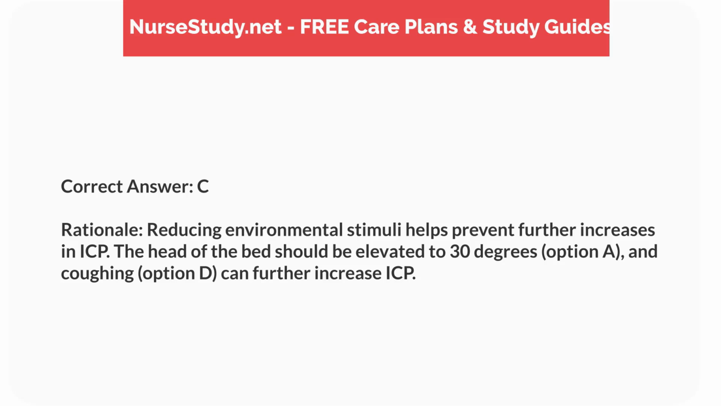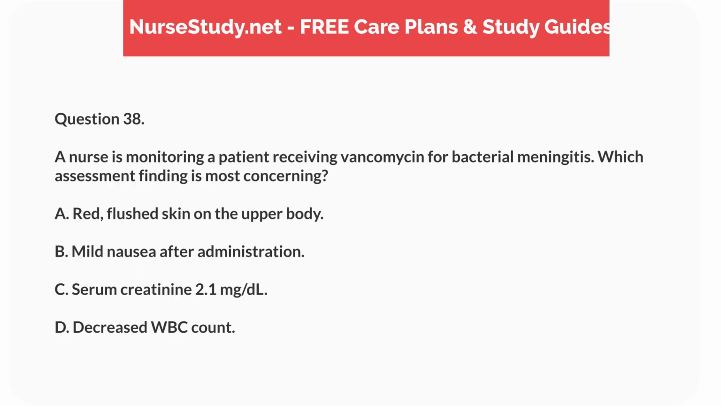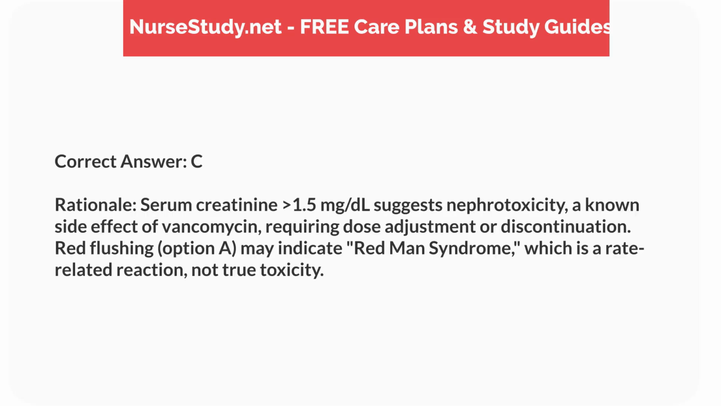Question 38. A nurse is monitoring a patient receiving vancomycin for bacterial meningitis. Which assessment finding is most concerning? A. Red, flushed skin on the upper body. B. Mild nausea after administration. C. Serum creatinine 2.1 mg per deciliter. D. Decreased WBC count. Correct answer, C.